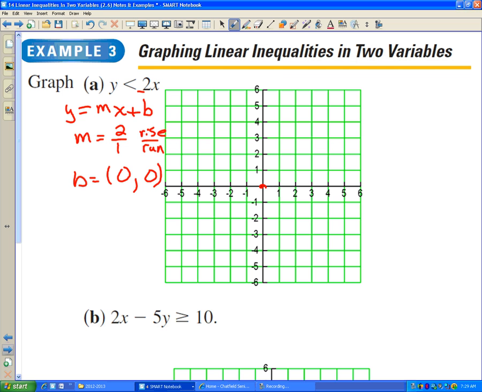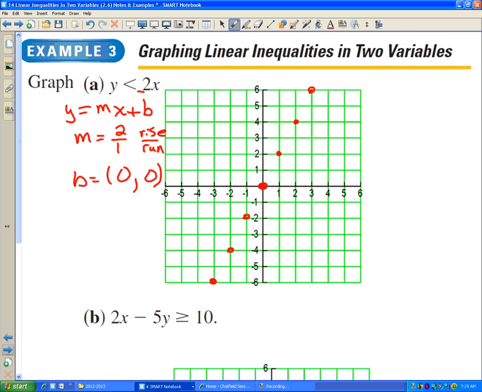So I start at 0, 0. I rise 2, run 1, rise 2, run 1, rise 2, run 1. I can also, instead of rise and run right, fall and run left, fall and run left, fall and run left.